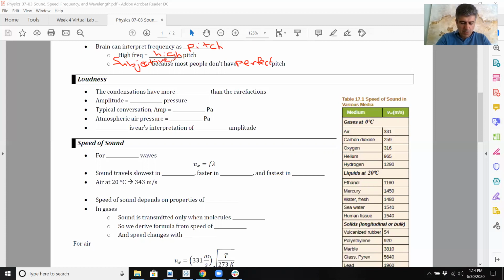Loudness. Condensations have more pressure than rarefactions. So when sound is traveling, the air can be very condensed and also rarefied. Amplitude equals the highest pressure. So when sound is traveling, it's going to be kind of like that. Typical conversation is usually about 0.08, sorry, 0.03.